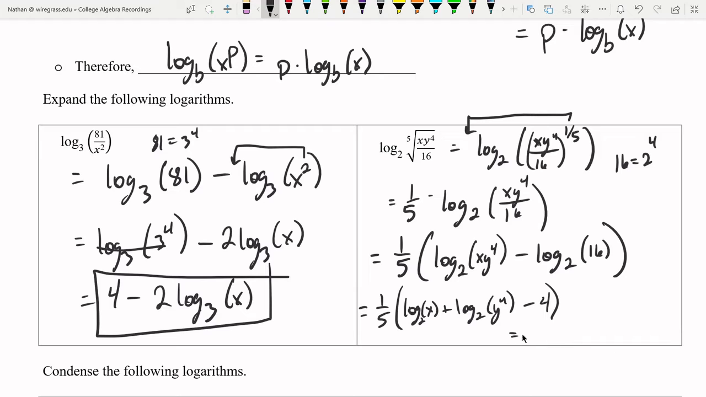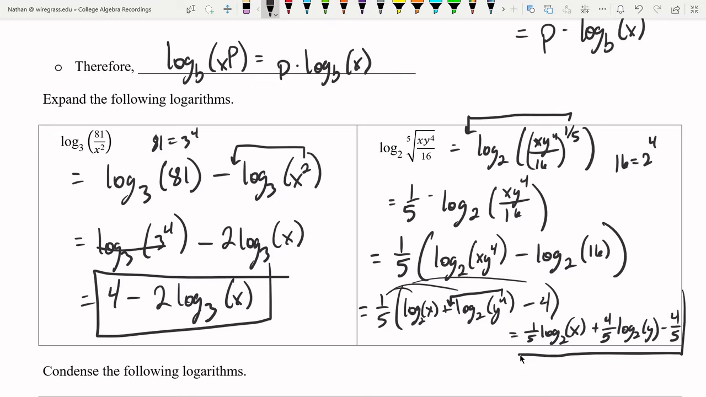So finally we have, I'm going to distribute this 1/5 as well. And I'm going to move this 4 out in front. So we get 1/5 log base 2 of x plus, this is going to be 4 times 1/5, it's going to be 4/5 log base 2 of y minus 4/5. And that is completely expanded, right? We have nothing on the inside of this logarithm here besides x, and this one is just y. So there's no other ways to expand it.